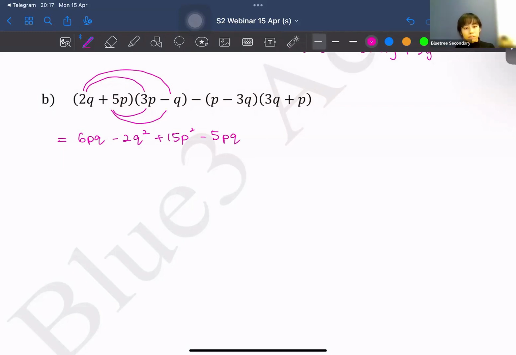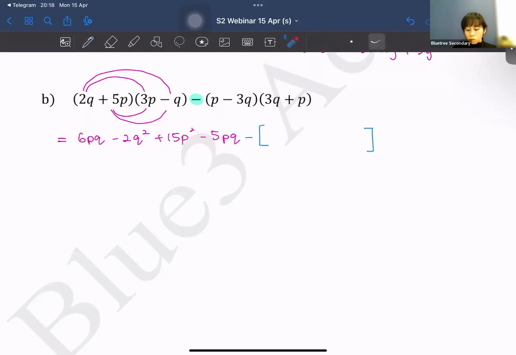So that is the expansion for the front part of my expression. For the back part, same thing. The common mistake is that this negative applies to my entire expansion at the back. So when you expand out the back part, please remember to include your brackets.